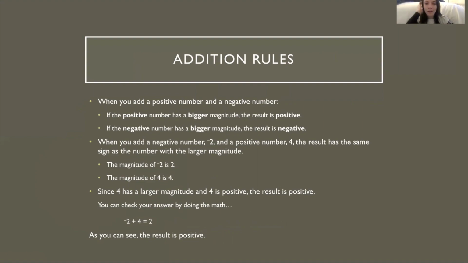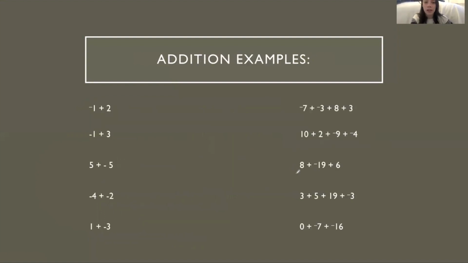So when you add a negative number, -2, and a positive number, 4, the result is the same sign as the number with the larger magnitude. In this case, 4 is a larger magnitude and 4 is positive, so the result will be positive. So we know that the result is positive. Then if we actually do out the math, -2 plus 4 equals +2. So the result is positive. And we're going to go over how to actually do that math out in this slide.